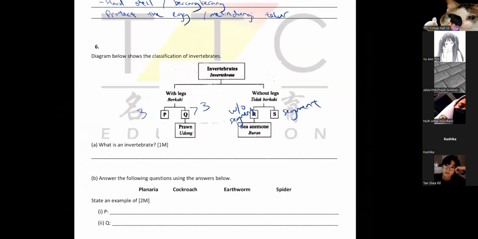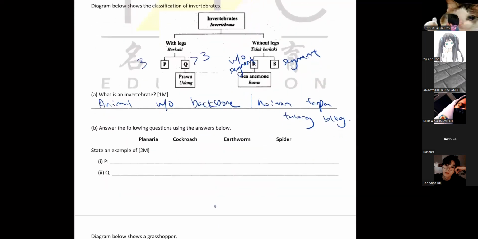So what is an invertebrate? It is an animal without a backbone. Haiwan tanpa tulang belakang. So, Nemo. I had a student who wrote Nemo fish in an exam last time. The teacher just put a question mark: what is Nemo fish? That thing is called a clownfish. Ikan badut, not ikan Nemo. Nemo is a cartoon.